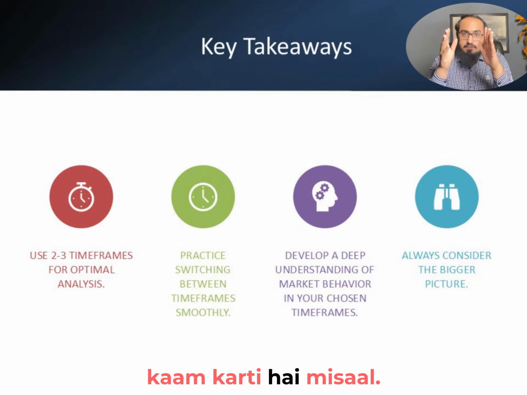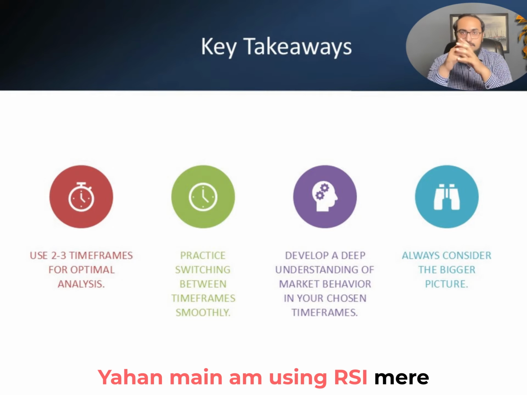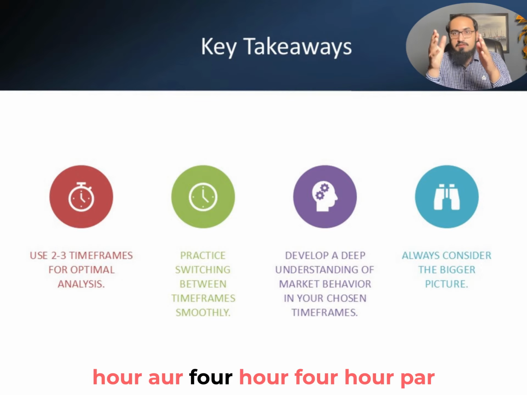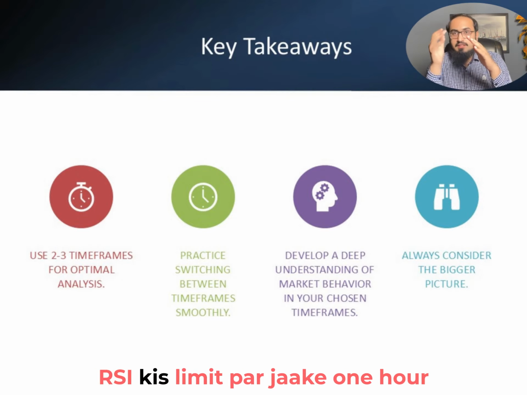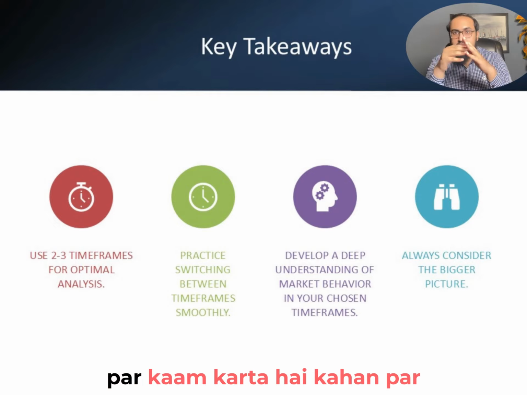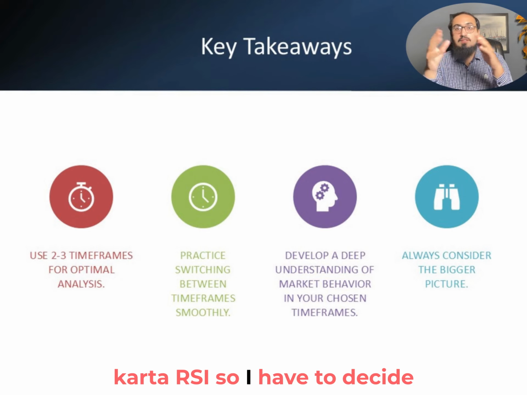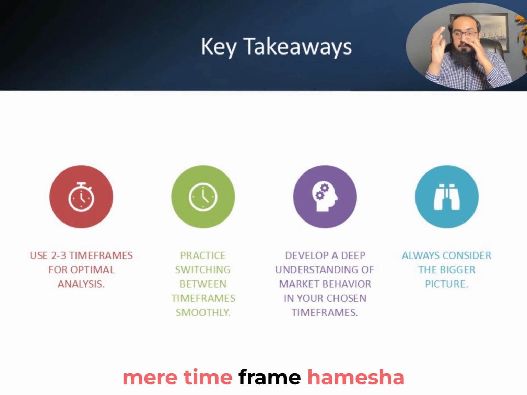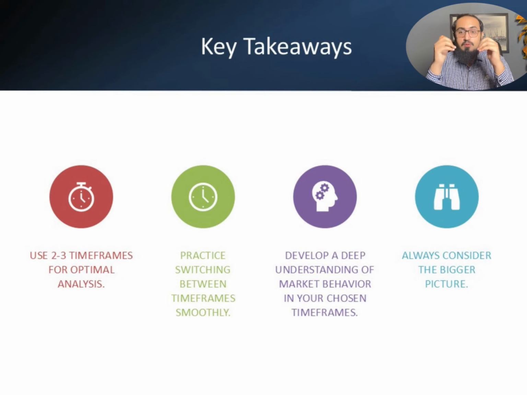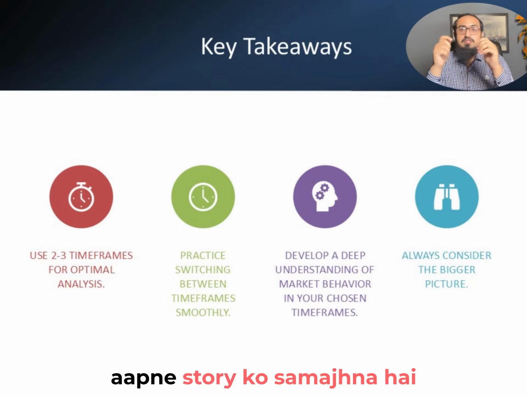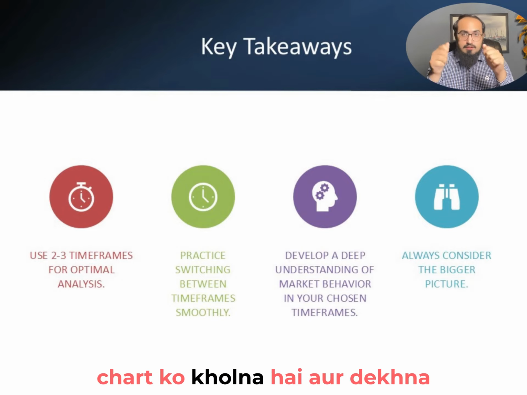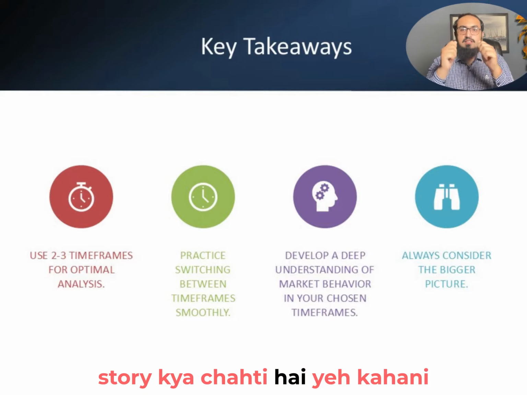Take my example. I am using RSI with my time of 15 minutes. On 1 hour, 4 hour, at what limit does RSI work as overbought or oversold? It works on 1 hour. Where does it work on 15 minutes, or does it not work at all? So I have to decide to understand my time frame. So always consider the bigger picture. Always understand your story. Open the chart and see what story is going on, what narrative is unfolding.